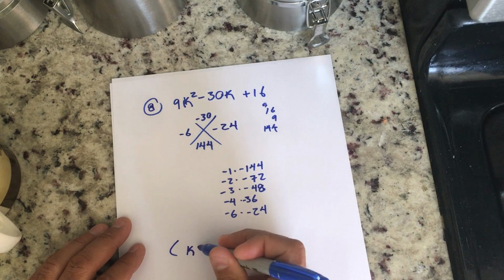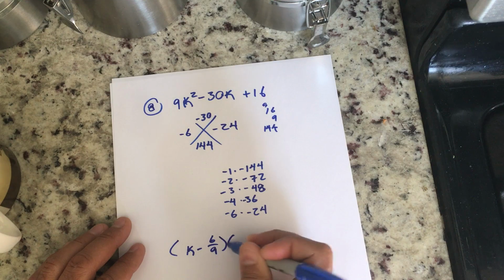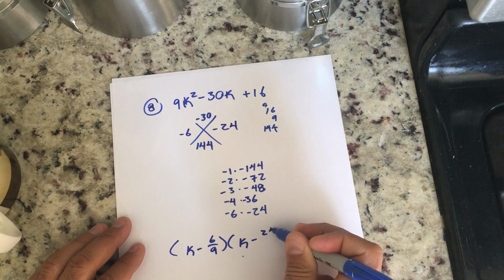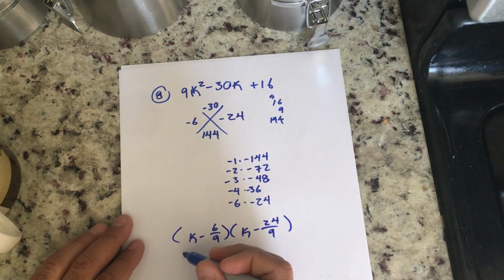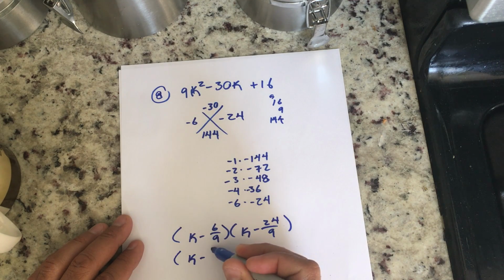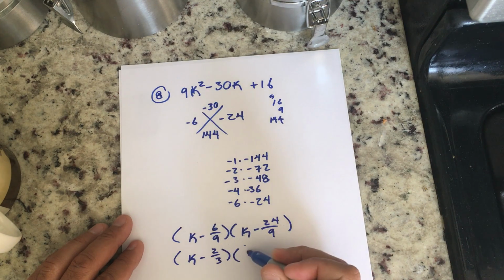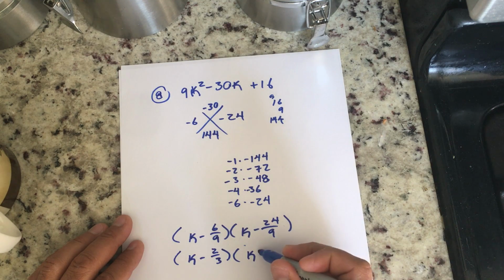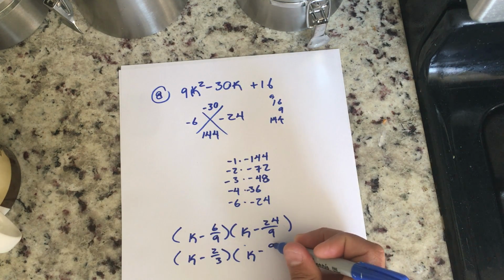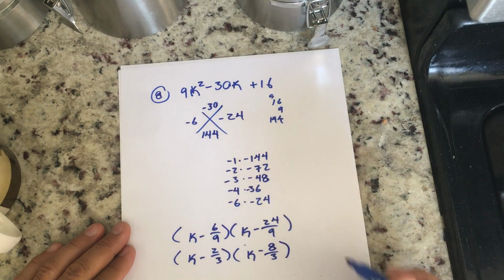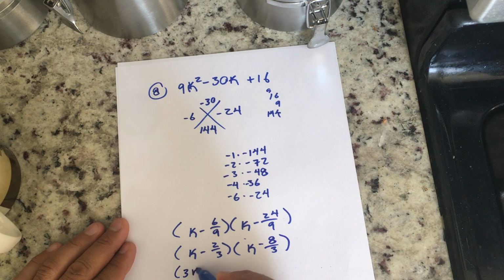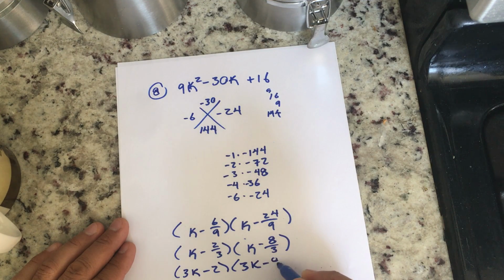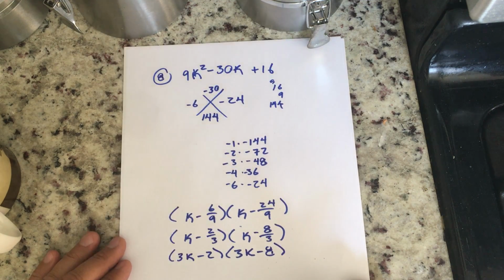I'm going to go k minus 6 over 9, k minus 24 over 9. I'm going to simplify them. This becomes 2/3, and this becomes 8/3. The 3 is going to come up, so it's going to be 3k minus 2, and the 3 is going to come up on this one, so 3k minus 8. And that's the answer.